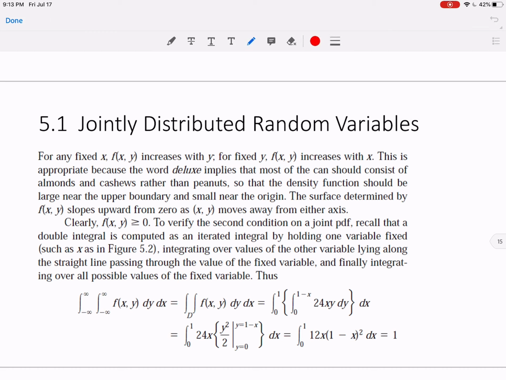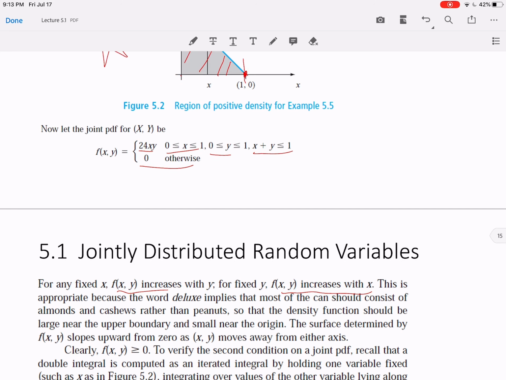Let's just read it over quickly. For any fixed x, f of x, y increases with y. For any fixed y, f of x, y increases with x as well. Yeah, of course, because both x and y are positive, and we have a positive coefficient as well. So which means if we fix one value and the other is increased, the whole function is going to increase. So this is appropriate because the word deluxe implies that most of the can should consist of almonds and cashews rather than peanuts, so that the density function should be large near the upper boundary and small near the origin.